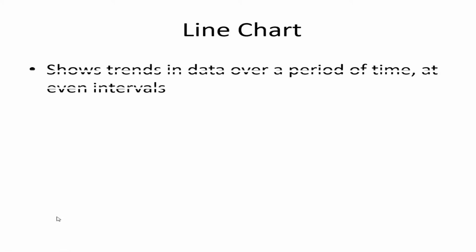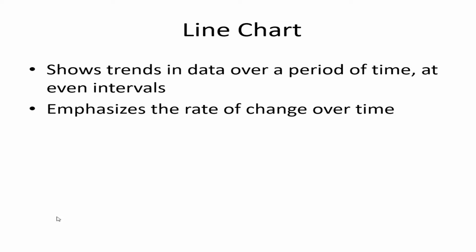A line chart is defined as it shows trends in data over a period of time at even intervals. Look at this, at even intervals. It emphasizes the rate of change over time because the slope of the line shows you the rate of change, and this is important. It considers the x-axis as labels. This is why they appear on the x-axis.